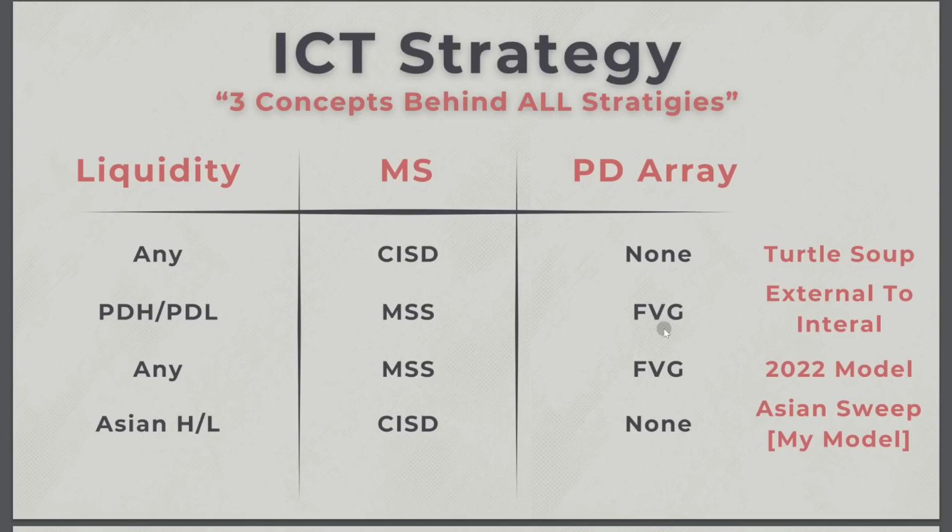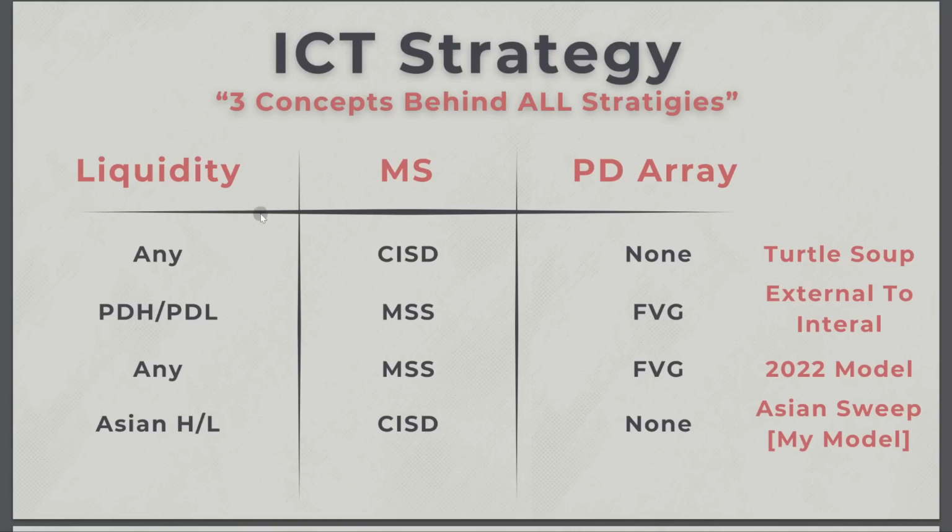Now go to Twitter and you'll see that people are calling this as their setup. People are calling this as a new setup that has a higher win rate. But in reality, what does it depend on? 3 concepts. And let me prove this to you, okay? So this is the proof: liquidity, market structure, and PD arrays. And that's why I said those concepts are really important to understand. So 3 concepts behind all strategies.